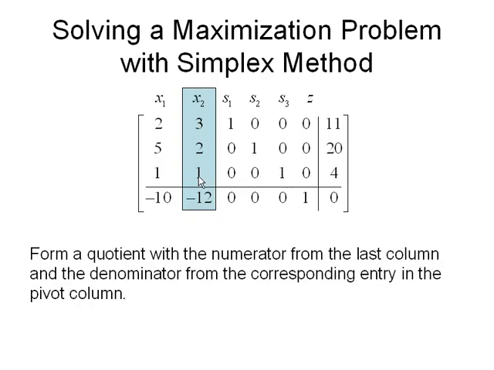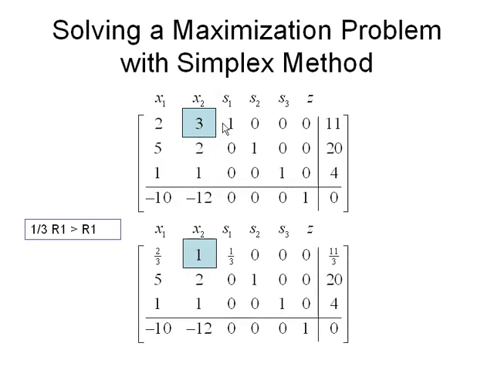To find out which row we're going to do it, we need to form a quotient with the numerator coming from the last column and the denominator coming from the pivot column. 11 over 3 would be 11/3, which is 3 2/3. 20 over 2, which would be 10. 4 over 1, which would be 4. Now we're going to pick the ratio that's the very smallest, so that's going to be the 3 2/3. So that tells us where we're going to put our pivot.